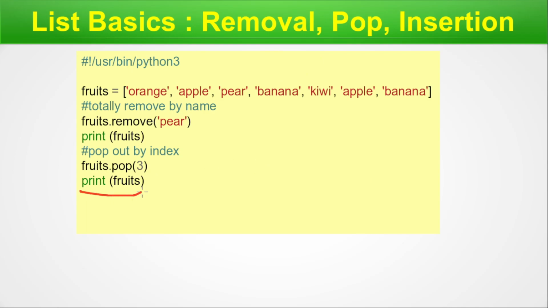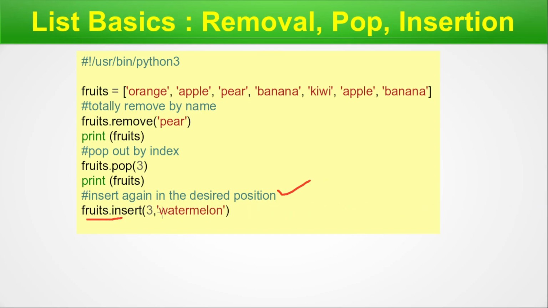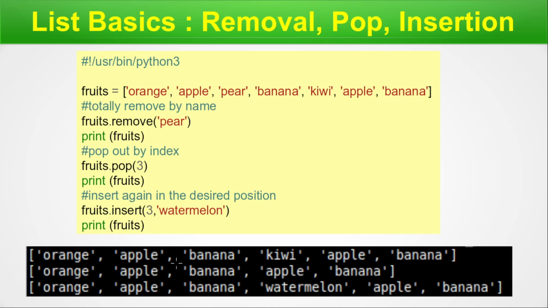Next we print it and then insert again in the desired position. Fruits dot insert at the third position is watermelon. Watermelon was not there, so at the third position we entered watermelon. We print the fruits. Now once we run the code, this is the output. You can see once we remove, the pear goes out. Pear earlier was after the apple and before the banana, so it has vanished.